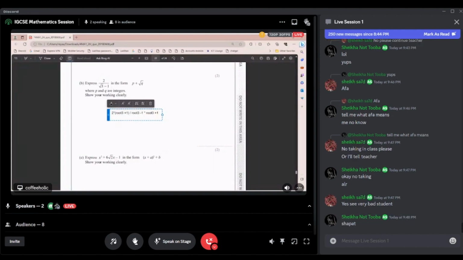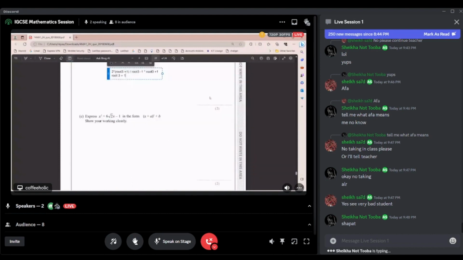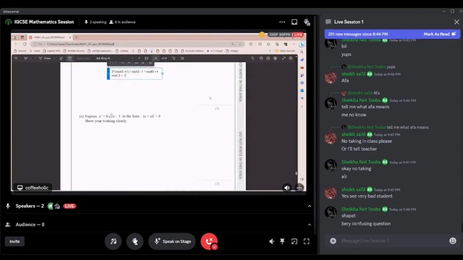Any questions so far, guys? Yeah, I don't think so. So once you simplify that out, your final answer should be root 3 plus 1. You simplify until you get root 3 plus 1. Any questions, guys, or can we move on?